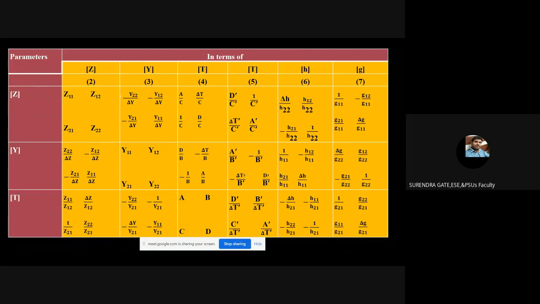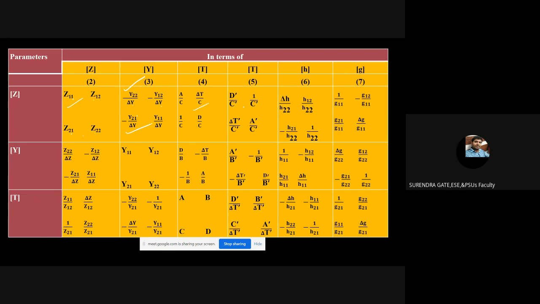Yes, friends. Just now I derived this. What is the Z11 equal to? Y22 by delta Y. What is the Z12 equal to? Minus Y12 by delta Y. What is the Z21 equal to? Minus Y21 by delta Y. What is the Z22 equal to? Y11 by delta Y. Just now I derived this. Clear?